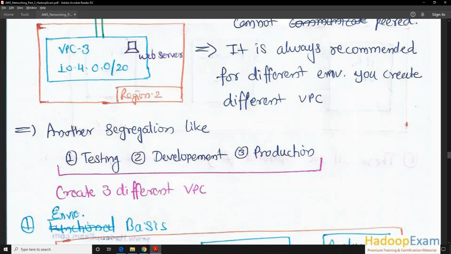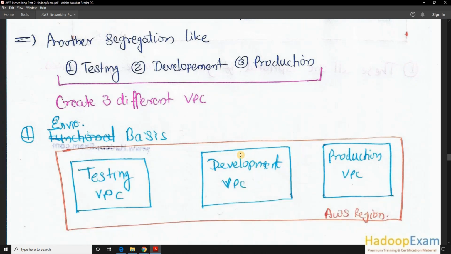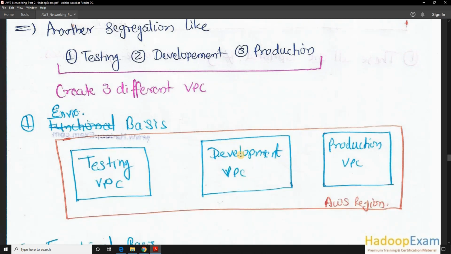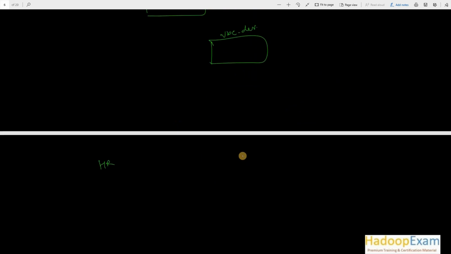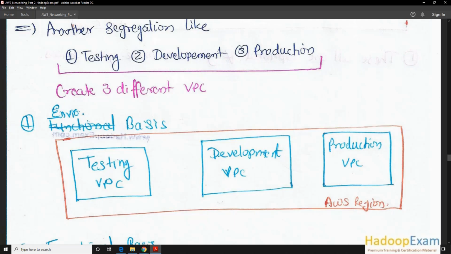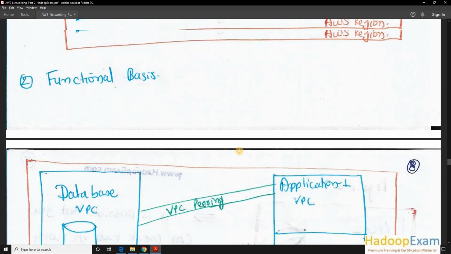Another reason is, what you can say, functional basis. Like this is my HR department, this is my finance department, this is my IT department. I don't want all of these networks to communicate with each other. So that's the reason I would create a different VPC. Okay, functional basis, that is what we have discussed.